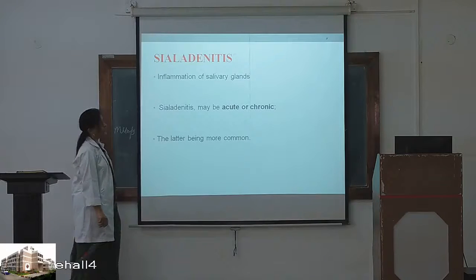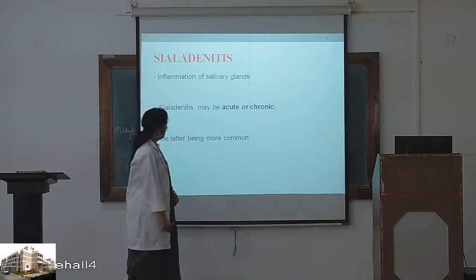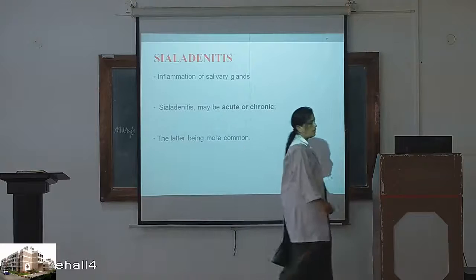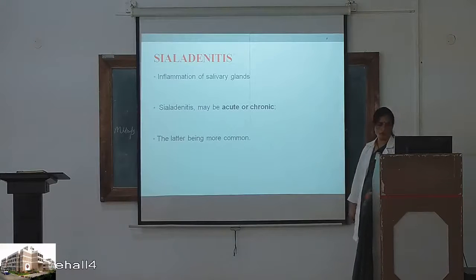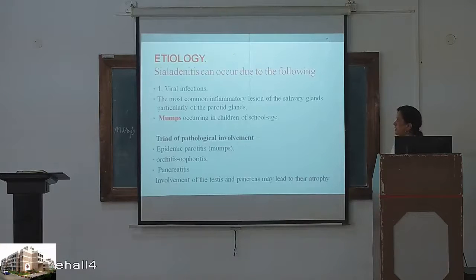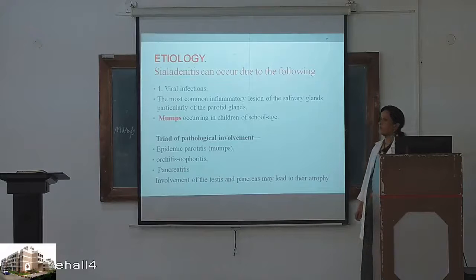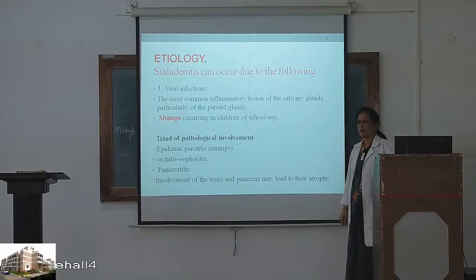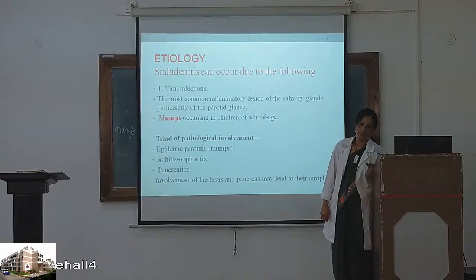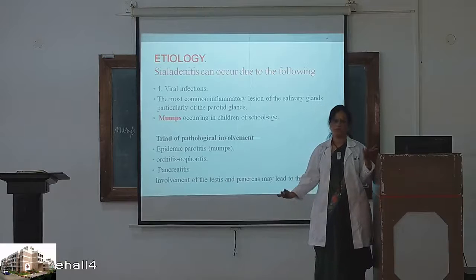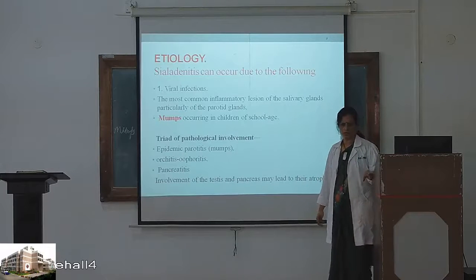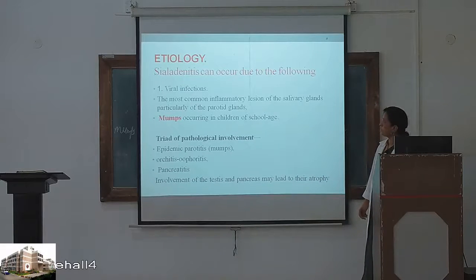Okay. So sialadenitis is inflammation of the salivary gland. It could be acute or chronic, and the latter, the chronic form, is more common. Chronic sialadenitis. So what are all the causes for sialadenitis? What causes infection, like anywhere? It could be virus, bacteria, fungus, or some other physical agent. So here we talk about viral infections as the most common.